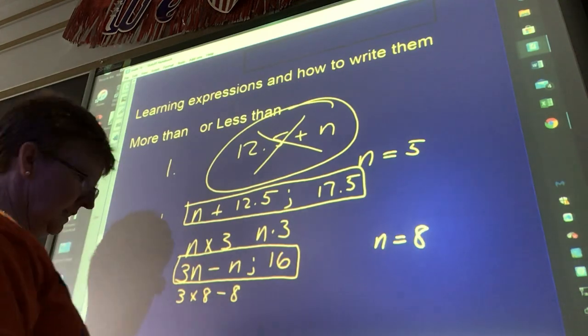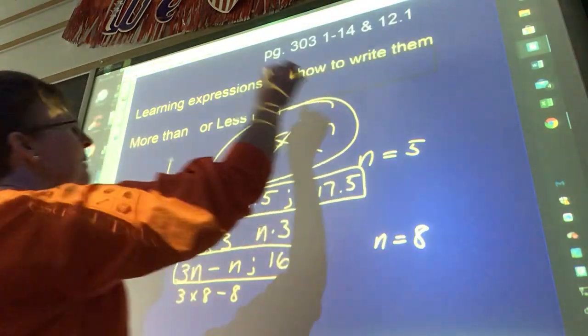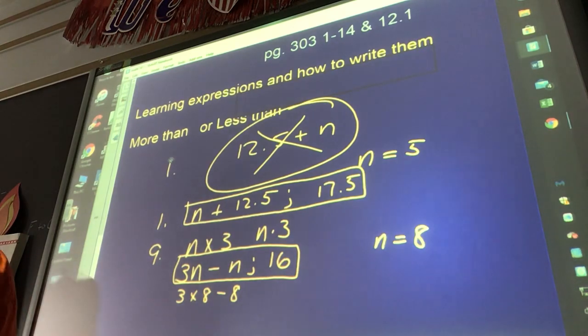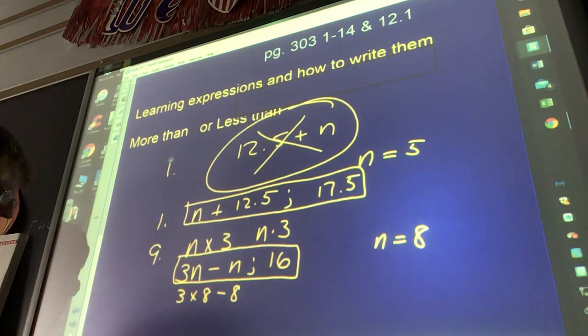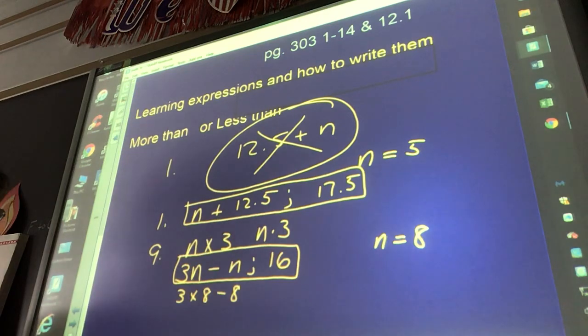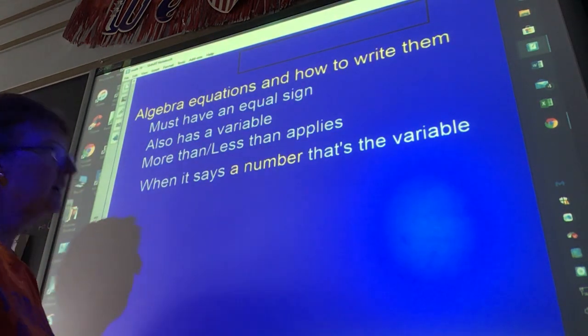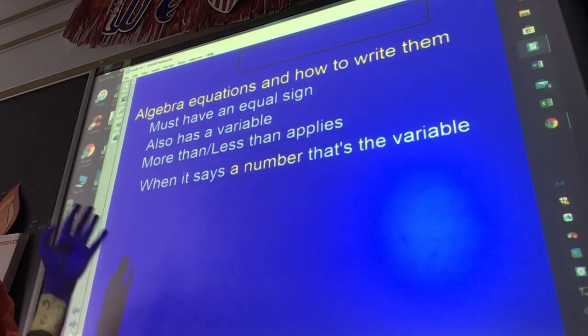Oh, I got to tell you what the assignment is too. Here's the assignment. And we are only doing the book assignments. We don't have worksheets, so you're going to do 1 through 14 on page 302 and 303. All right, good job.